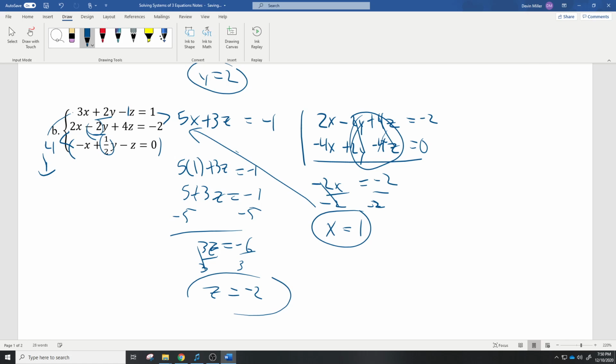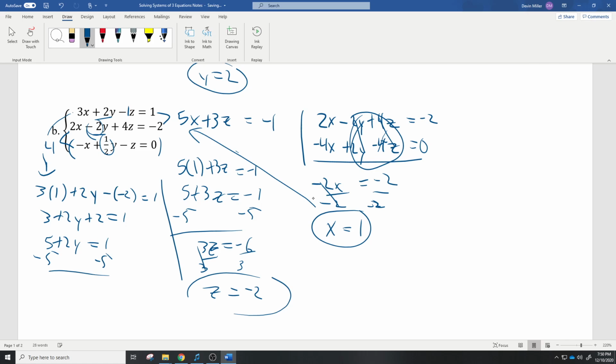See if I have enough room. You need a decent amount of room for these problems. So 3 times x, which is 1, plus 2 times y, we don't know that one, minus z, which is negative 2, equals 1. All right, this is 3 plus 2y. Negative times a negative is positive, so it's 2 equals 1. 3 and 2 together gives us 5 plus 2y equals 1.